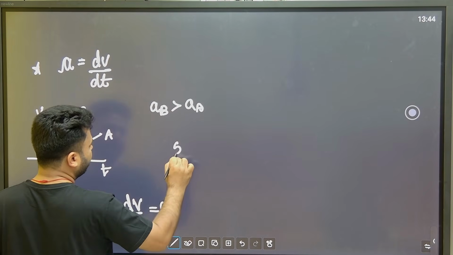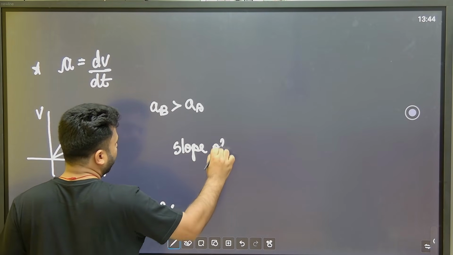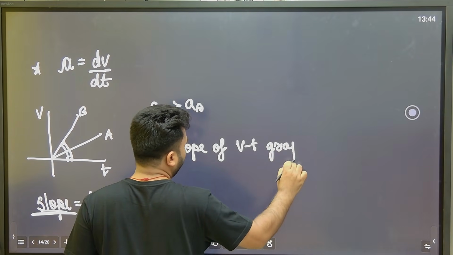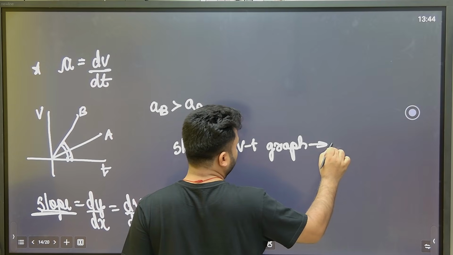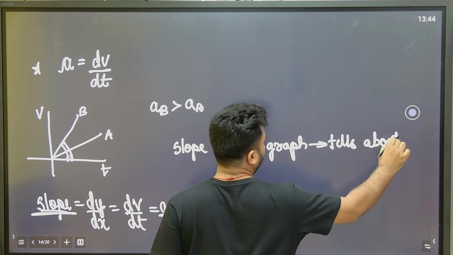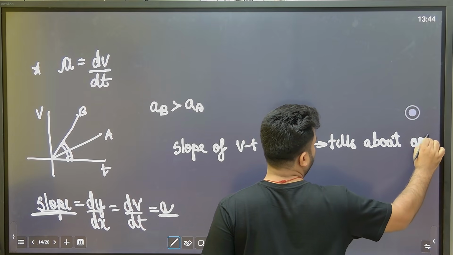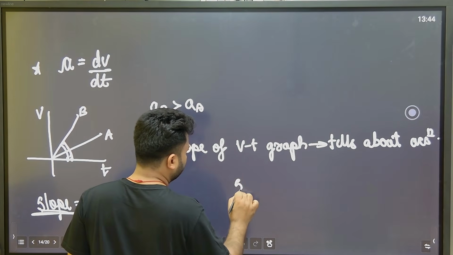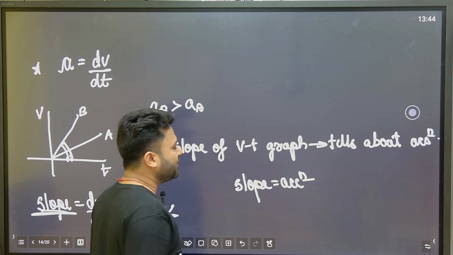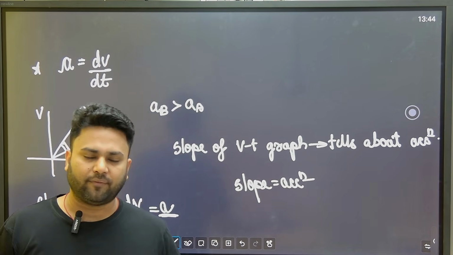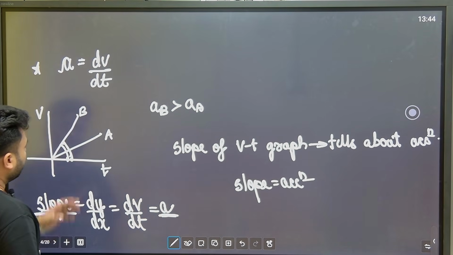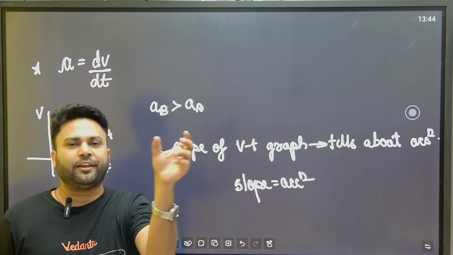Means the slope of the v versus t graph, the vt graph, tells about acceleration. Acceleration means slope. Means if they ask you to calculate the acceleration, you have to calculate the slope. Correct? Now similarly again, like velocity equals dx by dt.